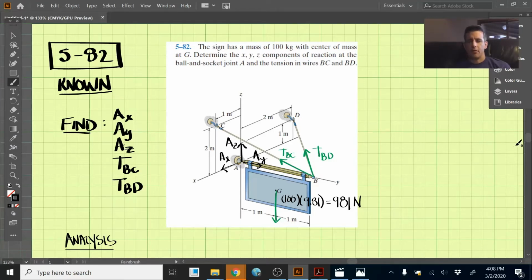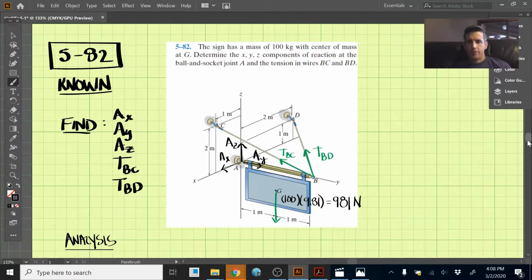All right, so this is a longer problem, so I'm going to break this into two parts. I'm going to first focus on solving for the reaction at A, and then in the second part we'll worry about the forces here and the tension of the wires.